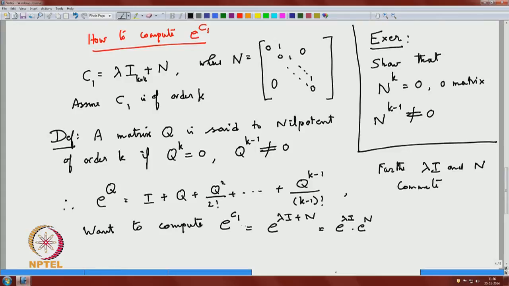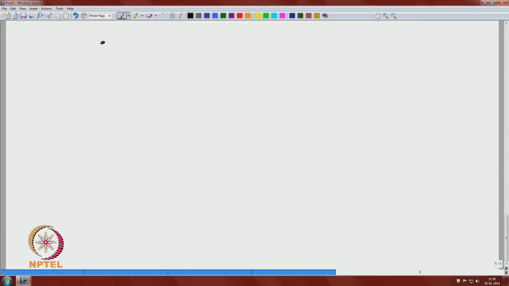So, in particular, you are interested in computing e power t C1, because you want to find the solutions corresponding to C1. So, e power t C1 will be e power lambda t I into e power t N. If you do a simple computation, you get e power t lambda into e power t N, and that immediately can be written as e power t lambda times the matrix. So you have a complete thing.